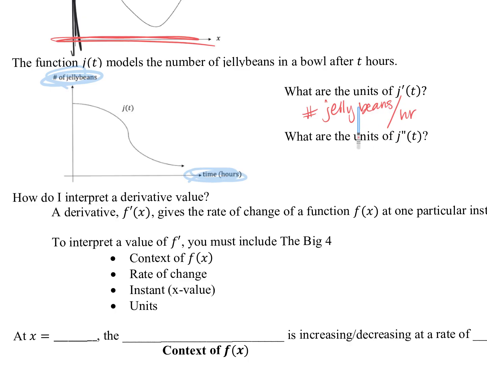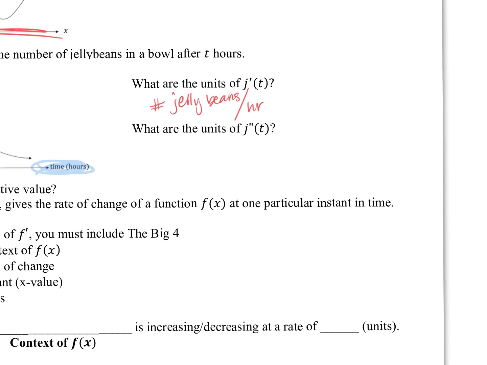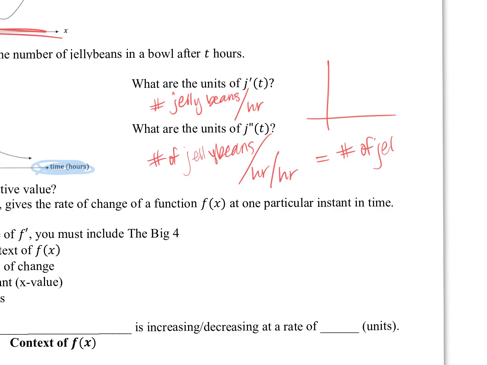The derivative of that. My AP physics kids, I think, will be strong at this. What happens if I take the derivative of this? Hours per hour, yes. Say that again, Elliot. Jelly beans per hour per hour. Exactly. When this is going to be number of jelly beans per hour. You could write it like that, or is that the same as number of jelly beans per hour squared?